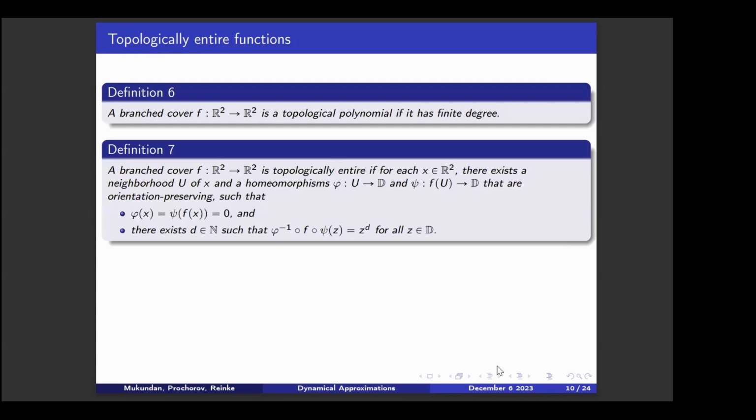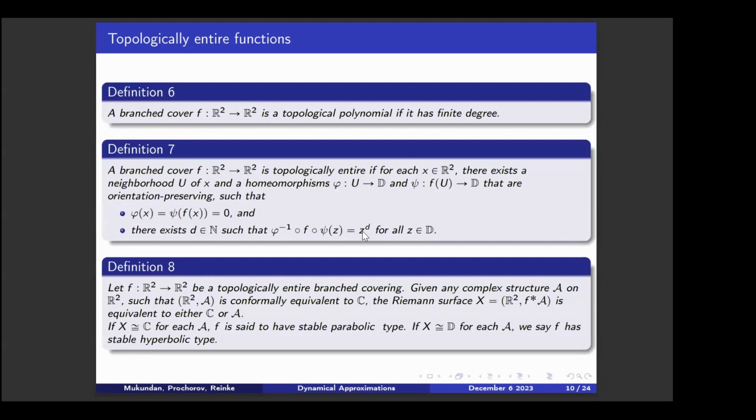I'm sorry, is there a question? Okay, we'll call a branch cover topologically entire if locally it looks like a holomorphic map. For every x in R2, you have a neighborhood of x and a neighborhood of its image, and coordinates on these neighborhoods where the map looks like z to the d for some d.